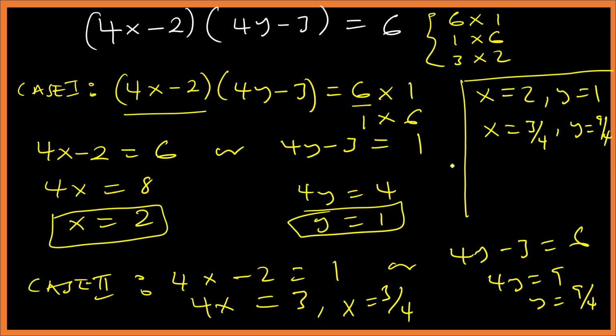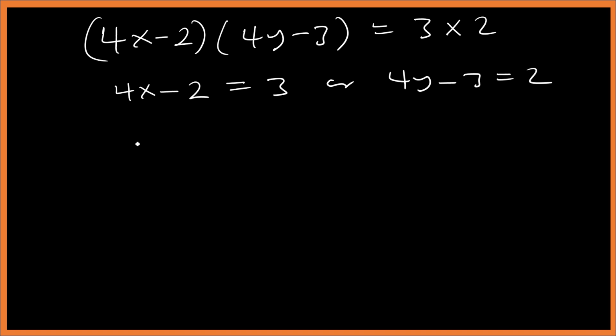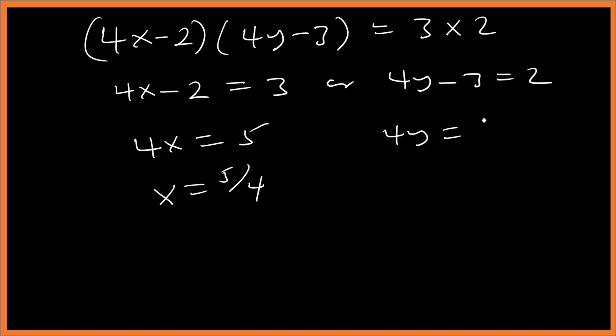So let's look at the third case. 4x minus 2. Okay, so 4x minus 2 equals 3, or 4y minus 3 equals 2. So 4x equals, so 2 plus 3 is 5. X is 5 on 4. And this side, 4y equals 5. Y is 5 on 4.